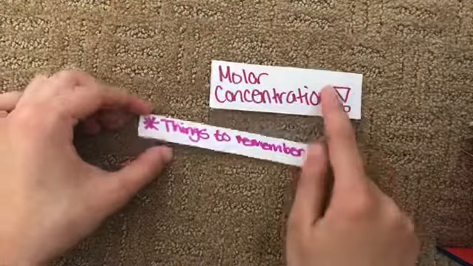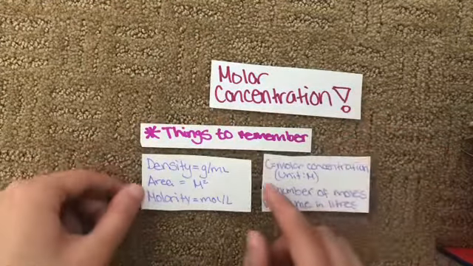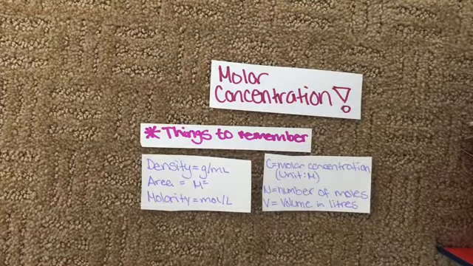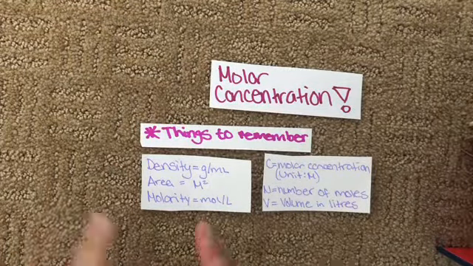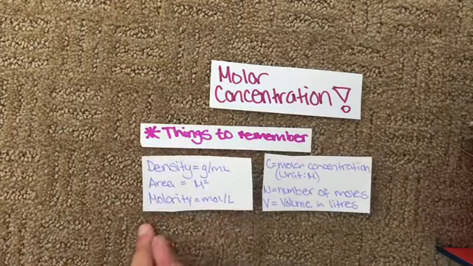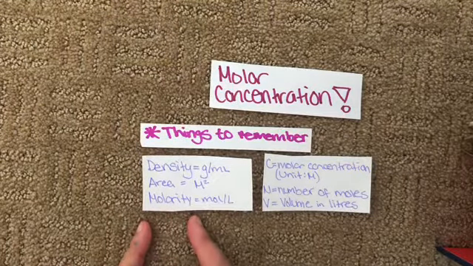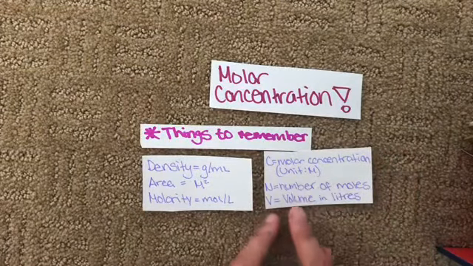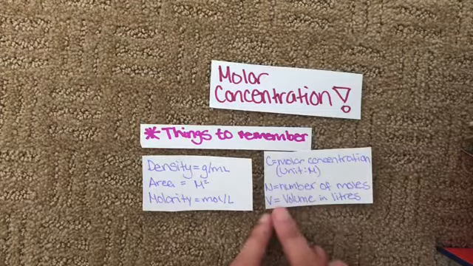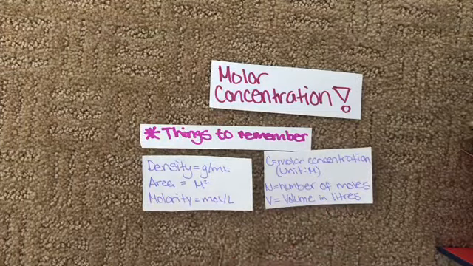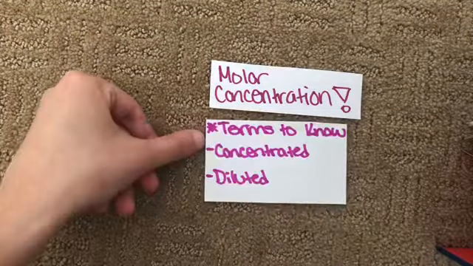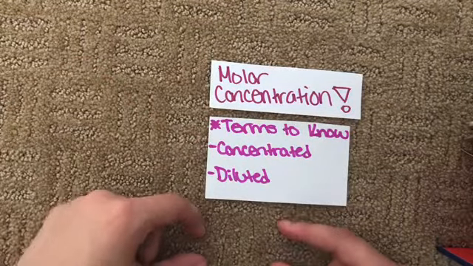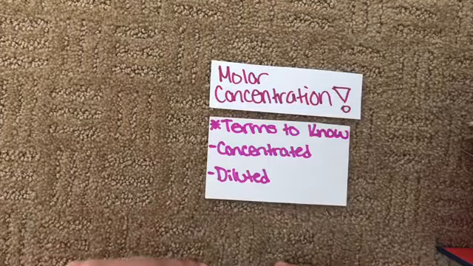Next is molar concentration. Things to remember: density equals grams per milliliter, area equals meter squared, and molarity equals moles per liter. Another name for molarity is concentration. C equals molar concentration, so the unit would be M. n equals number of moles. V equals volume in liters. Some terms to know: concentrated and diluted. When you are writing concentrations, you put square brackets around them.